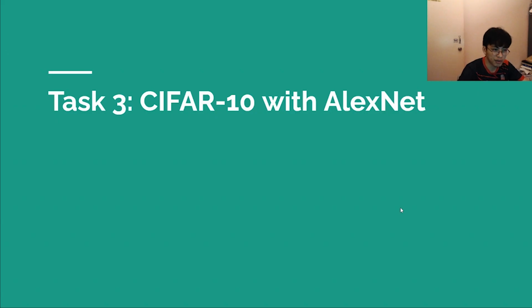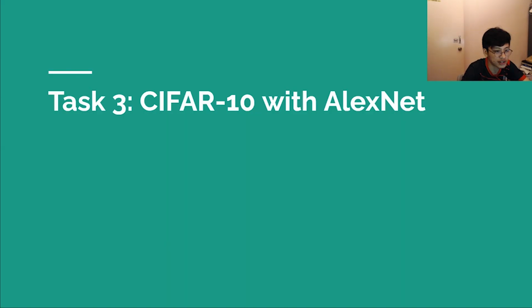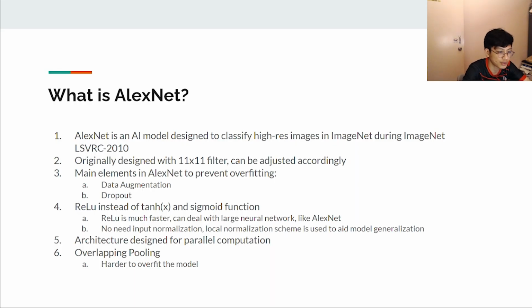Hi, I'm back. So now I will be talking about task 3, which is using AlexNet with CIFAR-10. Sorry. So what is AlexNet? AlexNet is basically an AI model designed to classify high-resolution images in ImageNet during one of the competitions under ImageNet. As you can see, it's back in 2010. Since it is designed for high-resolution images, it has 11 by 11 filters. However, it can be adjusted accordingly.